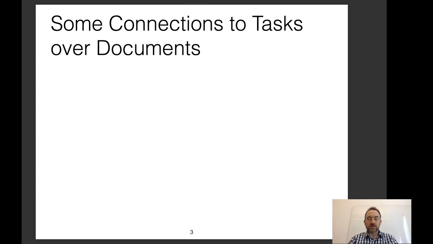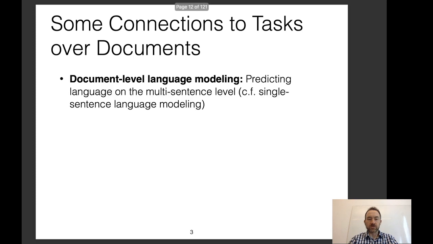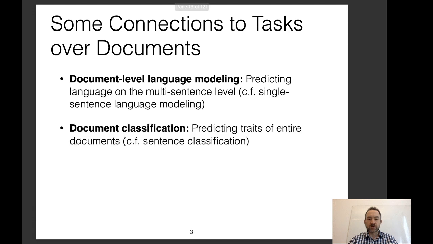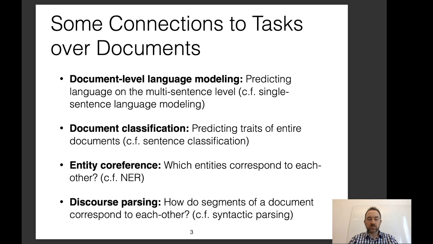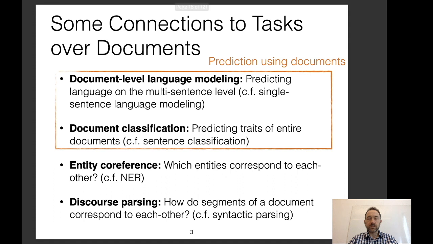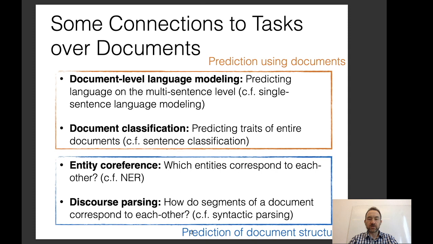And we can make connections to tasks over documents or longer sequences as well, such as document level language modeling, where we predict the language on the multi-sentence level, document classification, predicting traits of entire documents, entity coreference, which entities correspond to each other, in contrast to NER, and discourse parsing, how do segments of a document correspond to each other, which is similar to maybe phrase structure semantic parsing. So these are predictions using documents or prediction of document structure, and I'm going to be talking a little bit about each of these tasks.